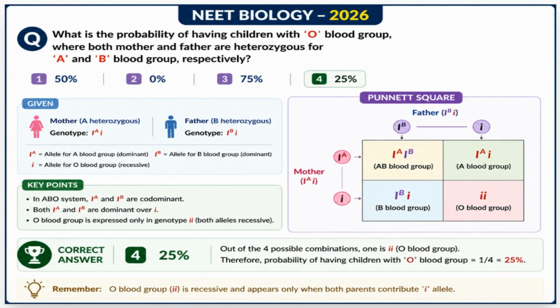What is the probability of having children with O blood group, where both mother and father are heterozygous for A and B blood group respectively? The probability is 25%, as a child with blood group O must inherit the recessive i allele from both heterozygous parents.